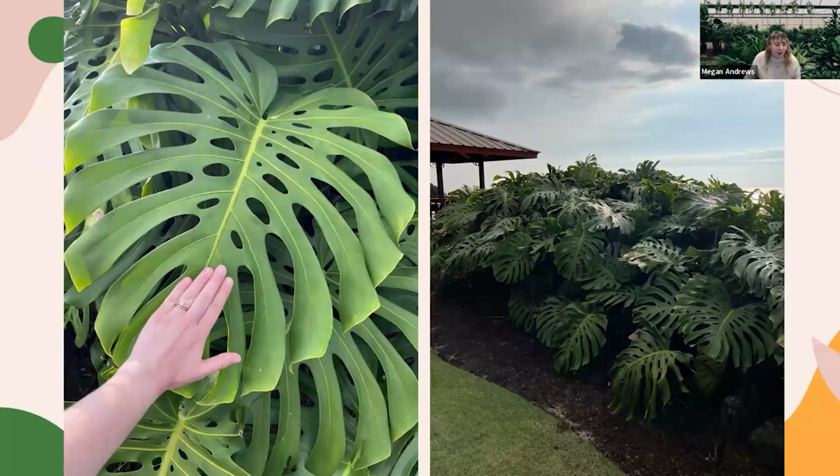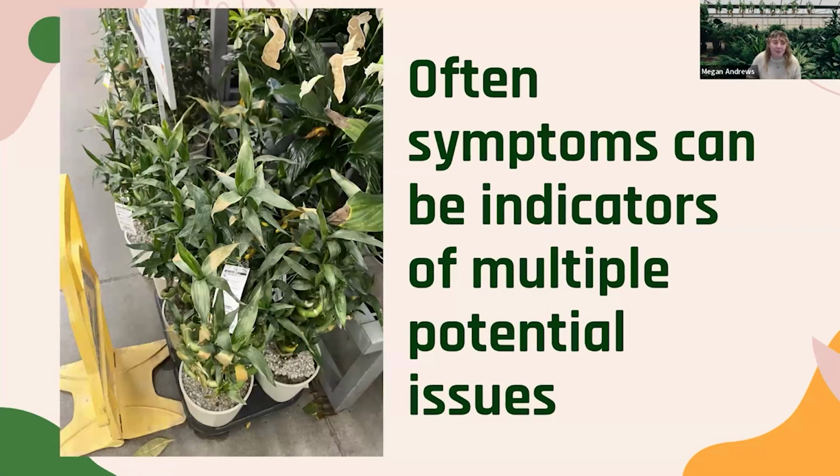Also, before we get too far into the symptoms we're specifically going through, symptoms can often be indicators of multiple potential issues. So this plant right here has herbicide damage. That's what all of this brown is on these leaves. We'll go into those symptoms more. But you can also see it has rocks that are glued on top of the soil. That's not going to allow water to enter and drain through the soil very healthily.